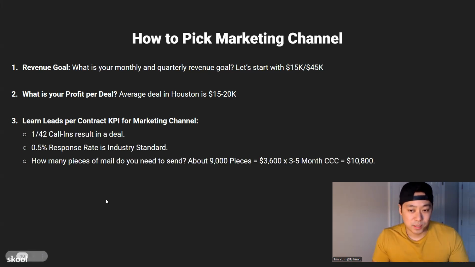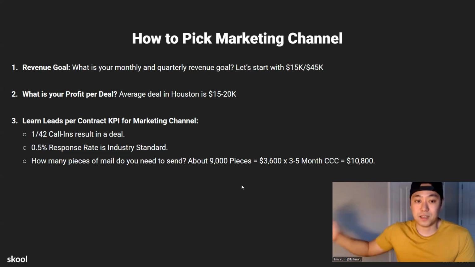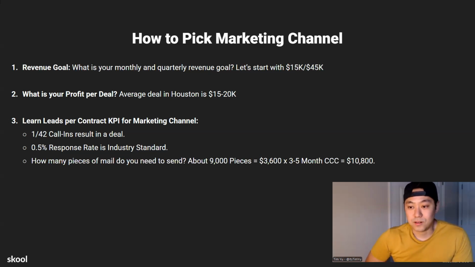About 9,000 pieces, right? 9,000 pieces times 40 cents is about $3,600. Then you multiply that $3,600 by your 3 to 5 months cash conversion cycle, which is almost about $11,000. So if you don't have $11,000, you should not look into sending 9,000 pieces of mail a month, because that is, like I said before, a recipe for disaster, right? But if you have this money, this is a good plan of how to break down your KPIs and how to actually decide on picking a marketing channel.